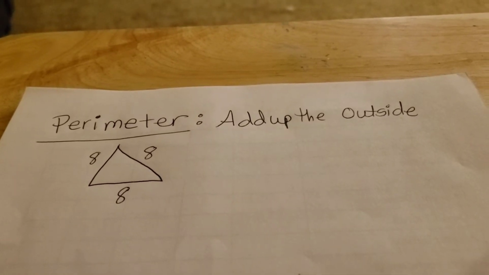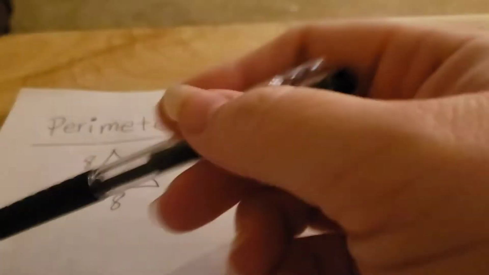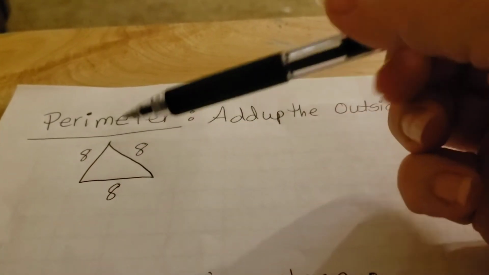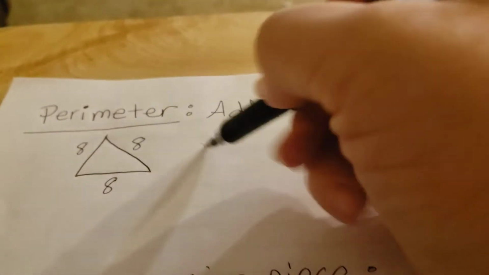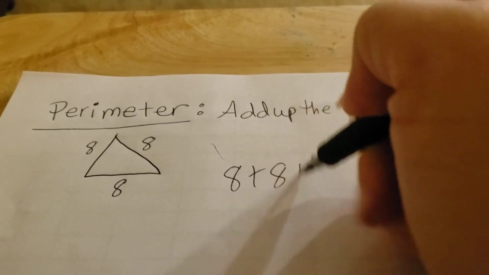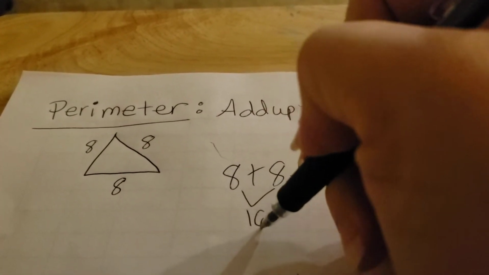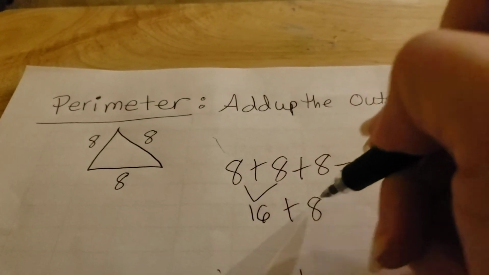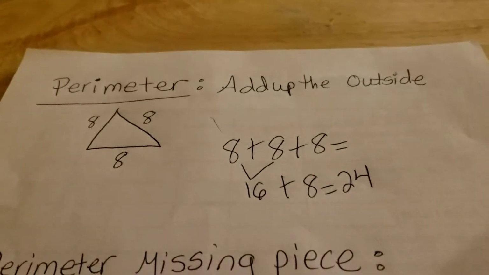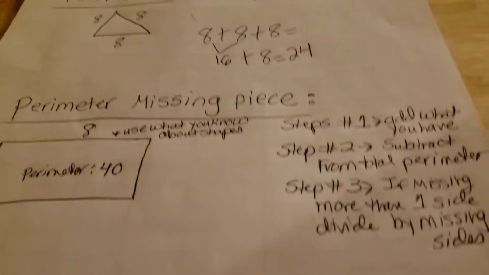The next thing we're going to talk about is perimeter. Perimeter is adding up the outside. So you're basically looking for the total of the outside edges. So if we were doing the perimeter of the triangle, 8 plus 8 plus 8. 16 plus 8, 24.